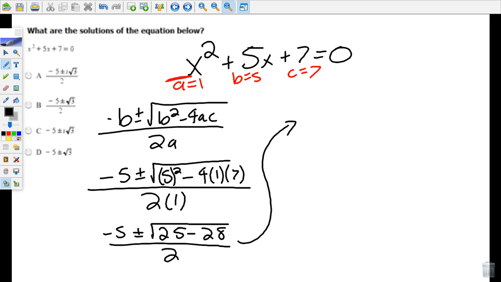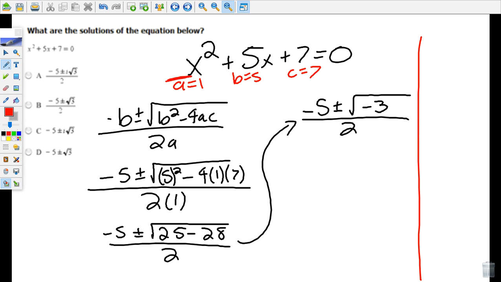Alright, and just like before, I'll clean up what's inside that radical. So I'll still have my negative 5 plus or minus, but 25 minus 28 is a negative 3, and we'll have that over 2. Now the issue here is we have the square root of negative 3. So let me take this out into the sidebar for a minute. Alright, the square root of negative 3.